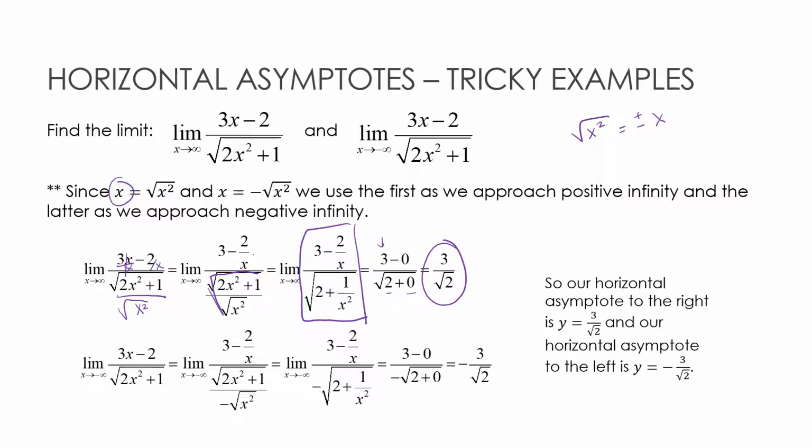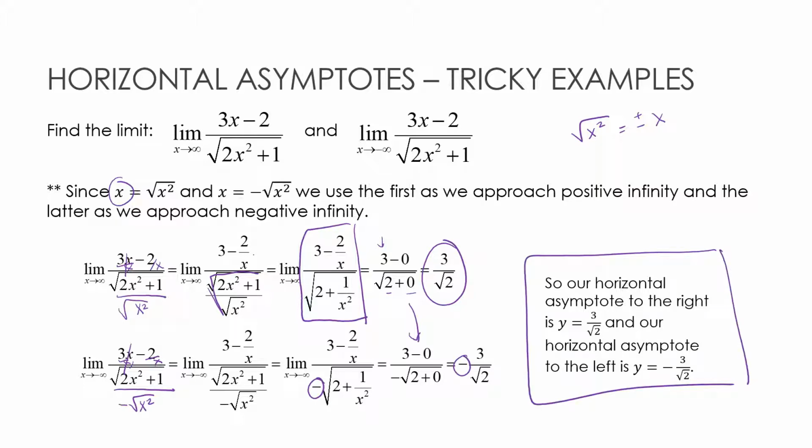As I move to the left, I'm going to do the exact same thing. I'm dividing everything by x, but here, because I'm coming from the left, I'm taking the negative square root of x squared. So this turns into 3, this turns into 2 over x, just as before. The only thing different is my denominator. I'm going to have my negative on the outside, but really, as you can see, it's the exact same thing. I'm just going to end up with negative 3 over radical 2 instead.